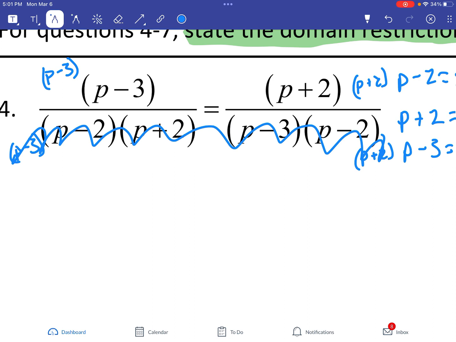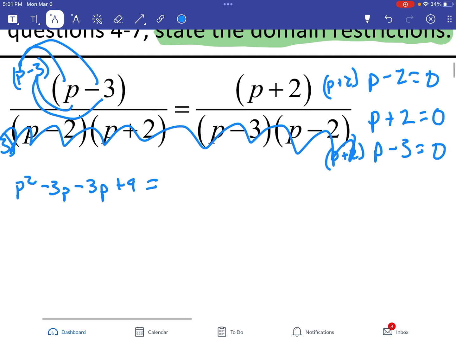On the top, we're going to multiply. P times p, p squared. So we're just going to do the rainbow. P times negative 3 is negative 3p. Negative 3 times p is negative 3p again. And negative 3 times negative 3 is positive 9. That equals, on the other side, rainbow that. P times p is p squared. P times 2 is 2p. 2 times p is 2p again. 2 times 2 is 4.